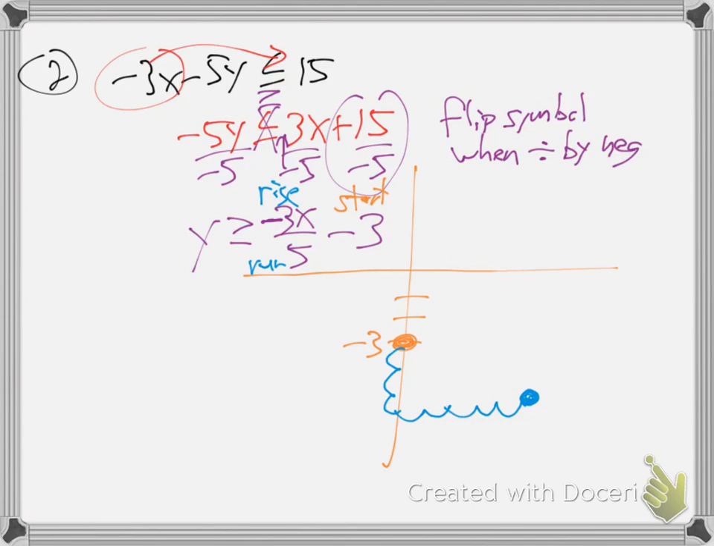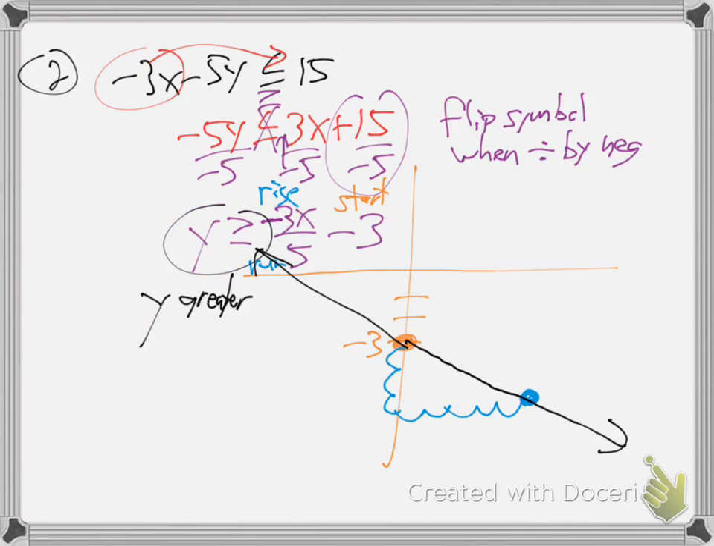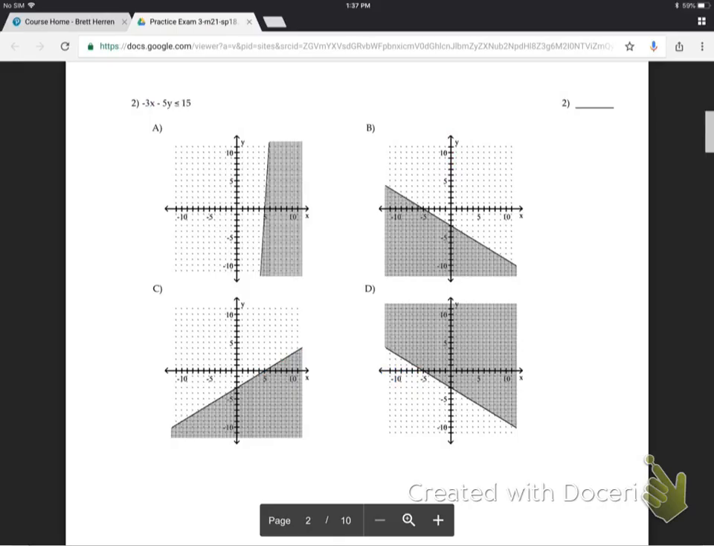Then I connect the dots, like that. And which way is the shading going to go on this one? What does it say? Y greater. Greater stuff is above the line. So which of them looks like that? Let's go back. Looks like D, right? Easy enough? So easy for you?